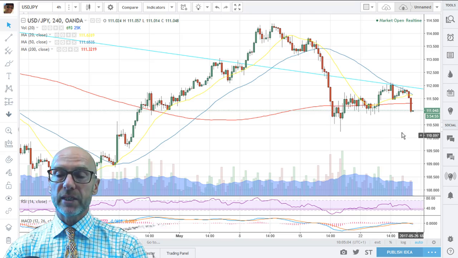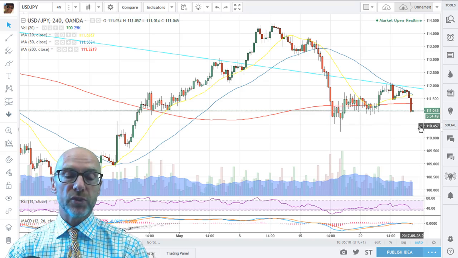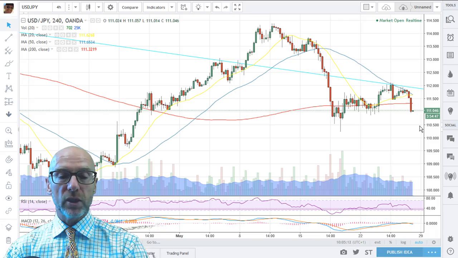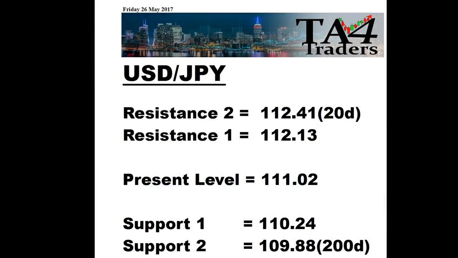So that will be indicative that we are going to break this support, with the next support seen down at the 110.25 level. And looking at the support and resistance levels, on the downside, support 110.24, then at the 200-day 109.88, with resistance at 112.13 and 112.41.